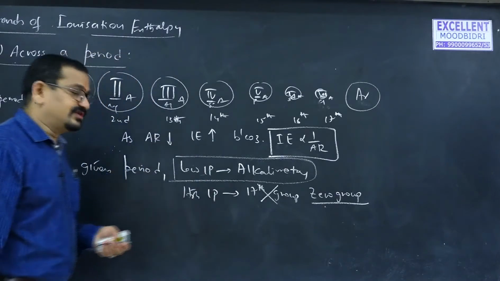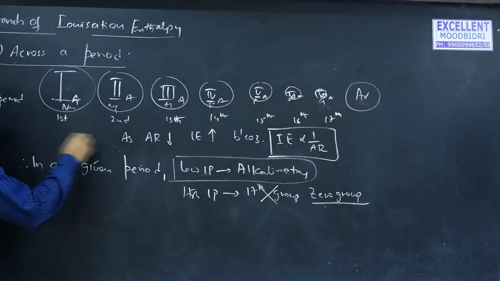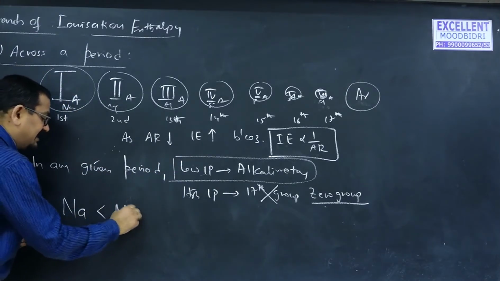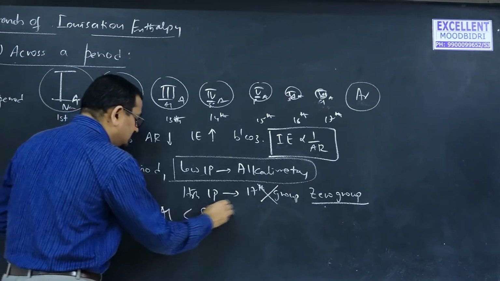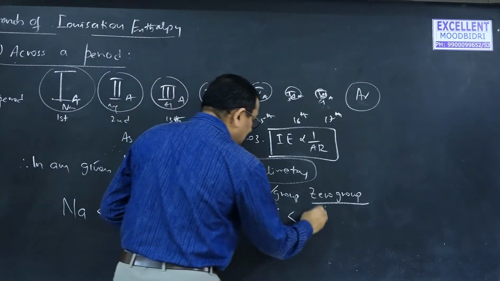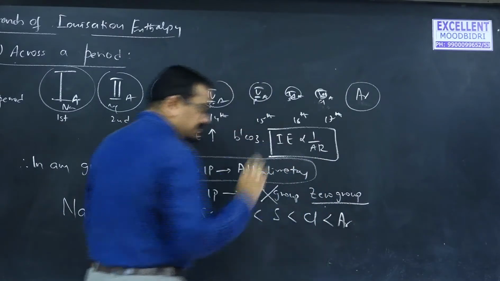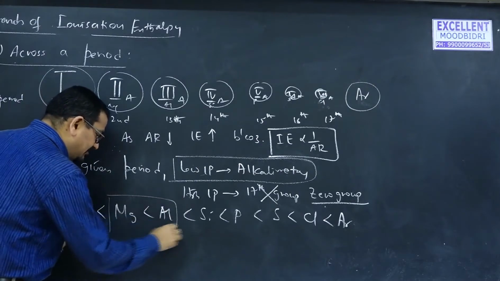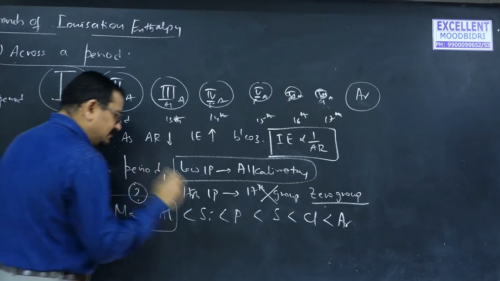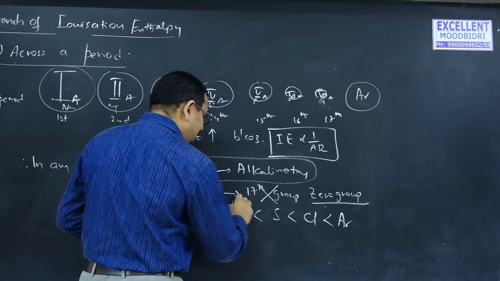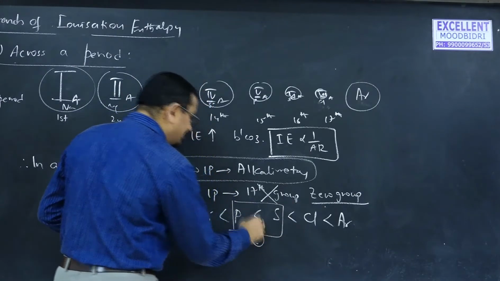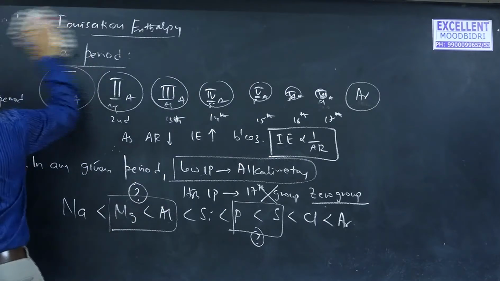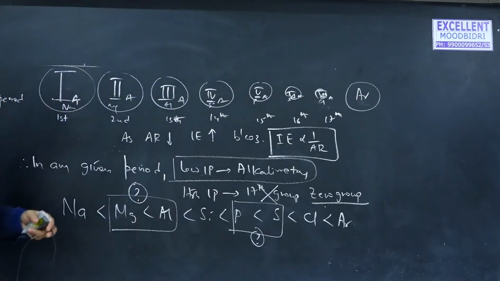There is one more point we need to notice. So according to this trend, sodium should have less ionization potential than magnesium, than aluminum, than silicon, than phosphorus, than sulfur, than chlorine, than argon. So this should be the sequence, right? But here there are some anomalies. Magnesium and aluminum, there is some anomaly, and phosphorus and sulfur, there are also some anomalies. What is that anomaly? What is the unusual trend observed in these two cases?